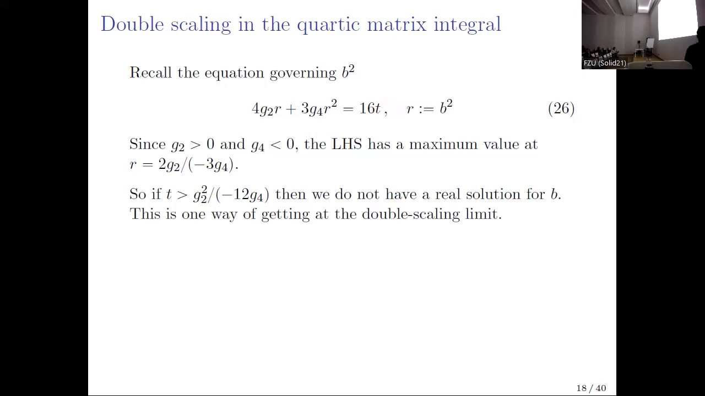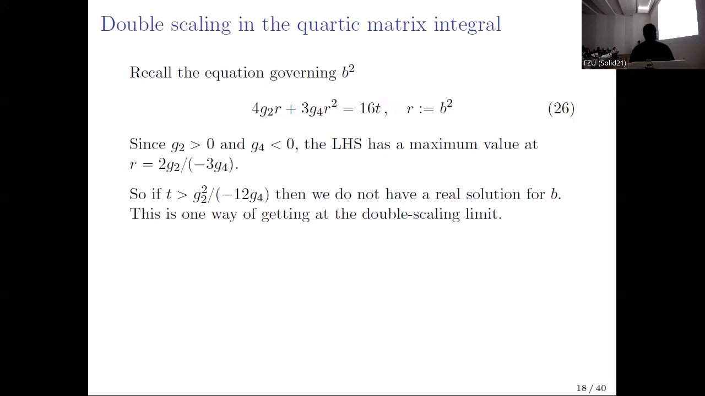So that determines R, which is just B squared. Now, what happens? As you increase T, so the right-hand side, eventually this is going to hit the maximum of the left-hand side. And what this means is you're not going to have a real solution for B. So approaching this limit, this is the critical value. If T becomes bigger than G2 squared over 12 absolute value of G4, we do not have a real solution for the cut endpoint. And that approach towards that parameter value defines the double scaling limit.